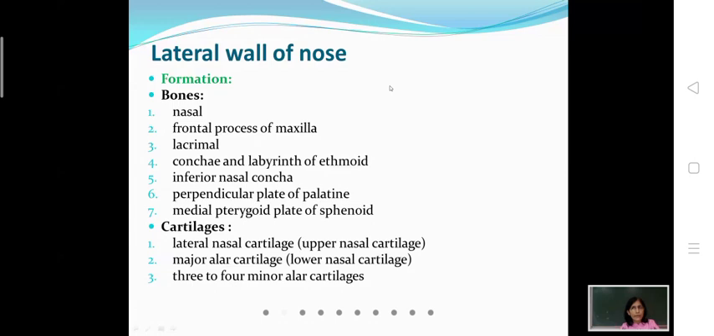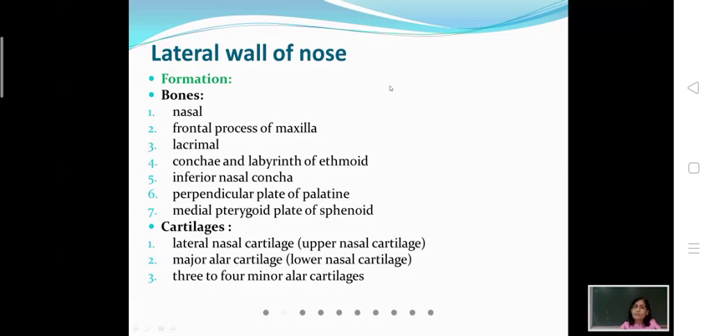The lateral wall of nose is again formed by bones and cartilages. What are the bones? I have just enumerated the bones. Nasal bone, frontal process of maxilla, lacrimal bone, concha and labyrinth of ethmoid, inferior nasal concha, perpendicular plate of palatine, medial pterygoid plate of sphenoid. These 7 bones are present in the lateral wall of nose, and some cartilages are present.